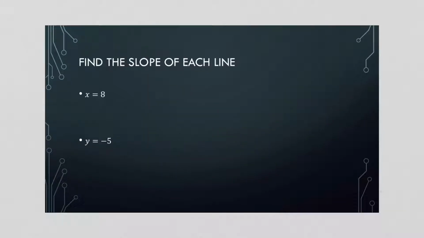Okay, so on this page, I'm not even going to draw these. If you have only an x in the equation, you must have a vertical line, and so the slope of that is undefined. If you have just a y in the equation, you must have a horizontal line, so our slope is 0. And you don't have to write out the word 0. You can use the numeral if you want.